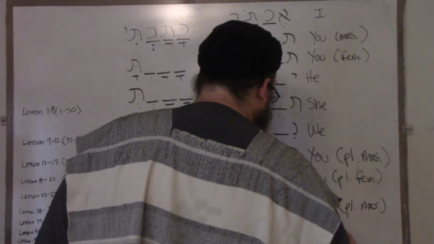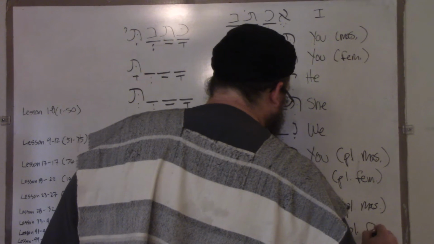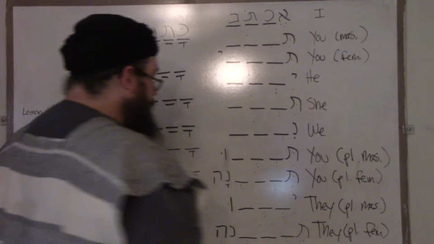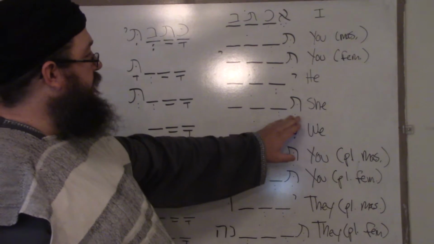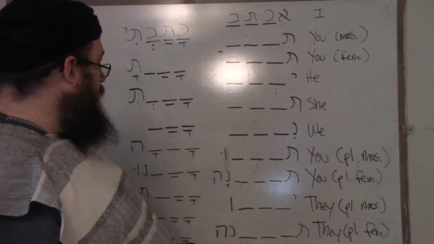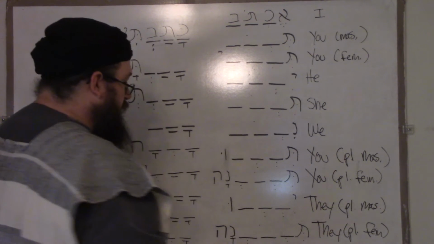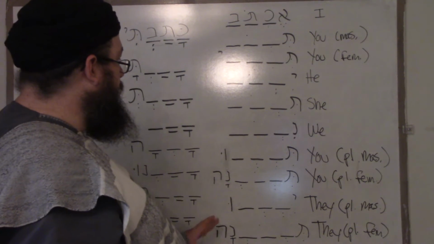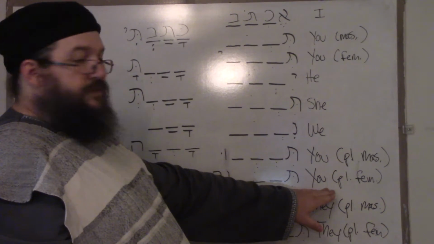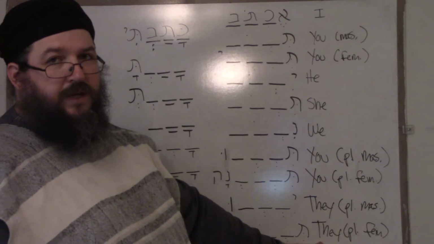And lastly, we have the plural form, which is feminine. We have the tav, just like we have the word for she. And we have the nun and the hey. And of course our root goes right in the middle. And as you can see, the you, feminine, is similar to the they, feminine, and that would be indicated by context.